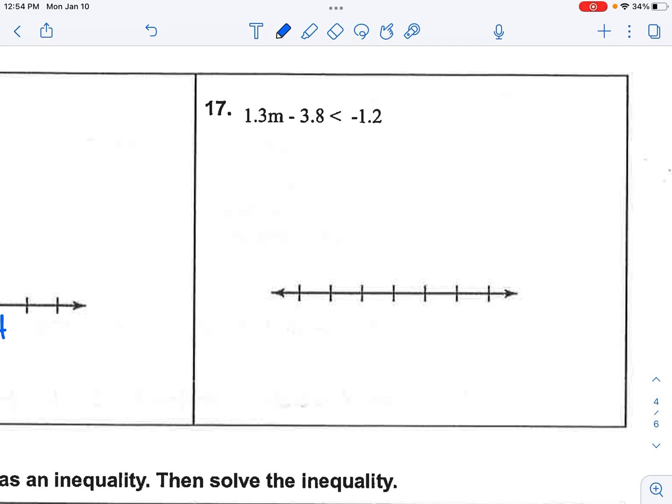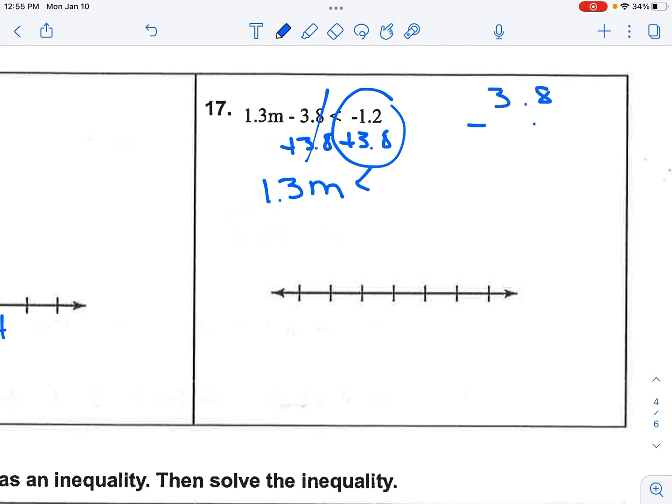1 3/10 times what, minus 3 8/10 is less than negative 1 2/10. So add 3 8/10 to the left and add 3 8/10 to the right. So this cancels. 1 3/10 times what is less than. Over here, different signs, find the difference, line them up. 3 8/10 minus 1 2/10. I had more positives, so that's going to be 2 6/10.